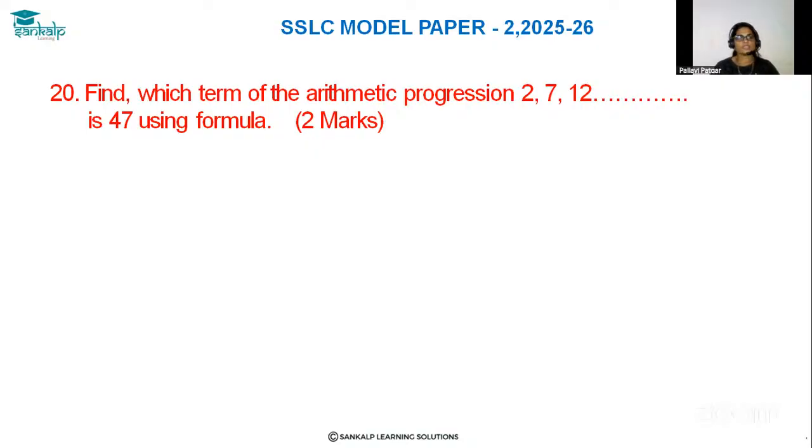Hello everyone. Look at the question number 20. Find which term of the arithmetic progression 2, 7, 12 and so on is 47 using formula.